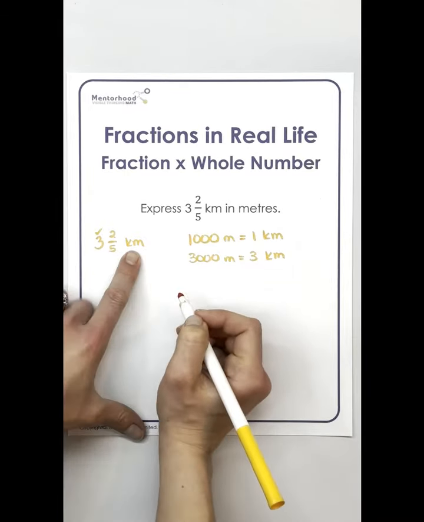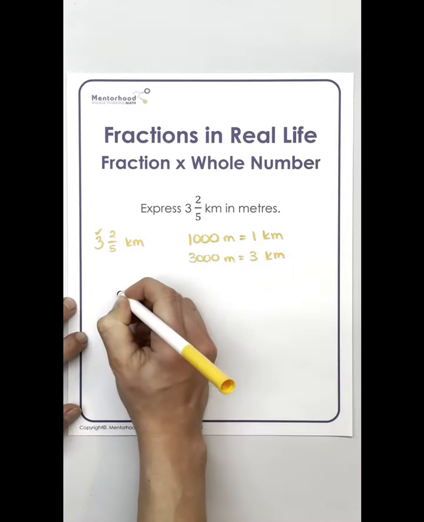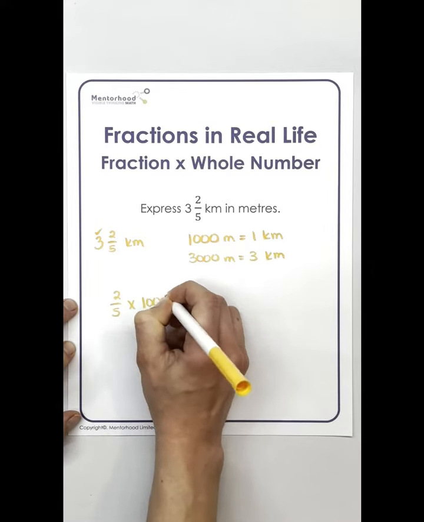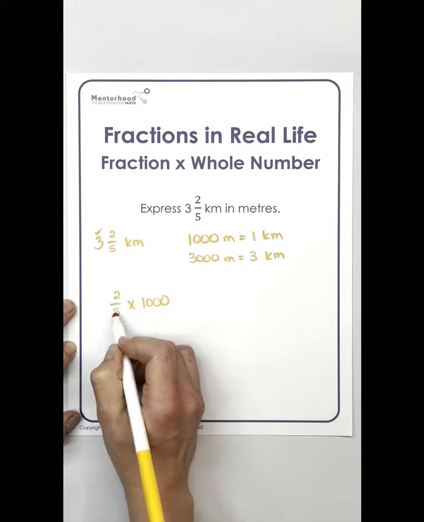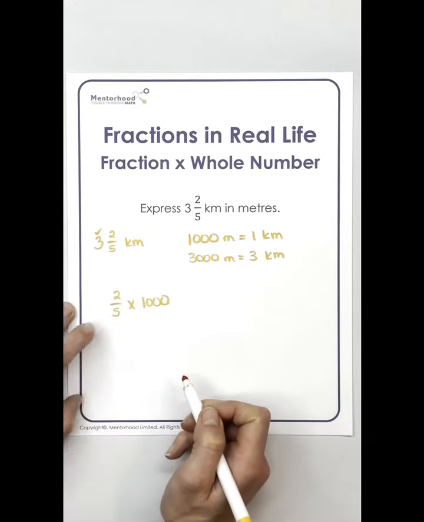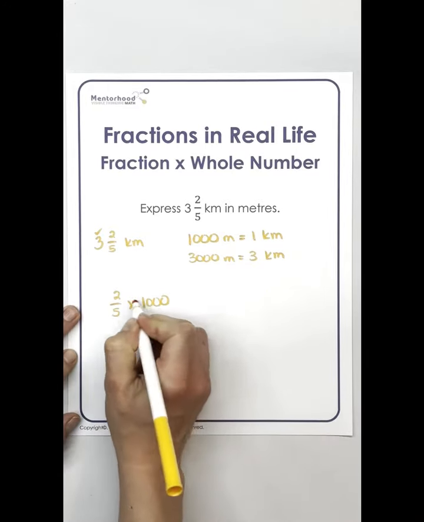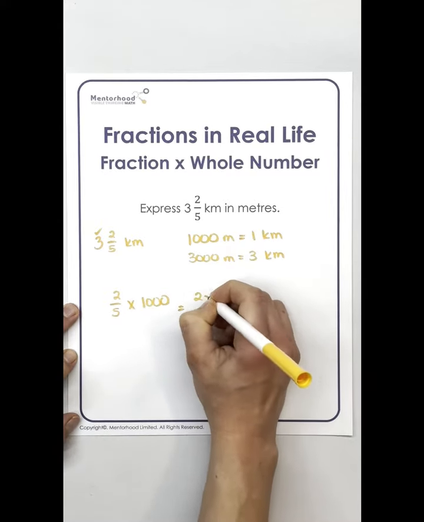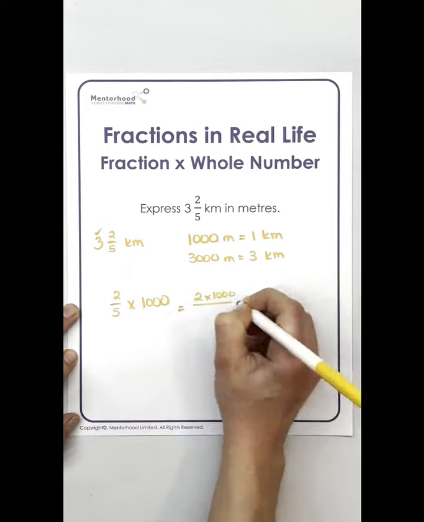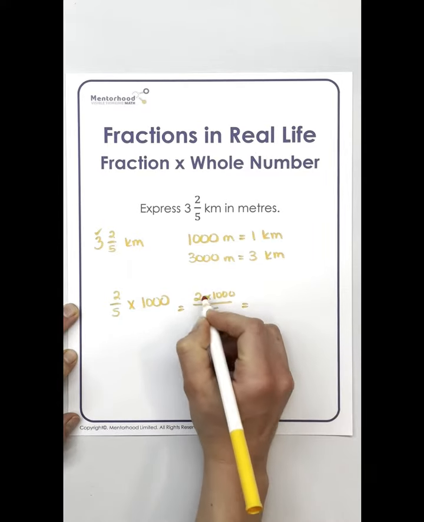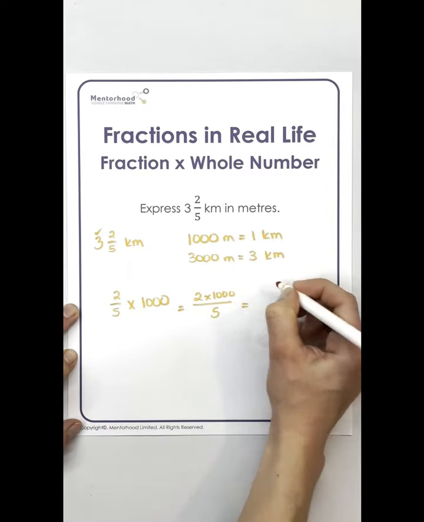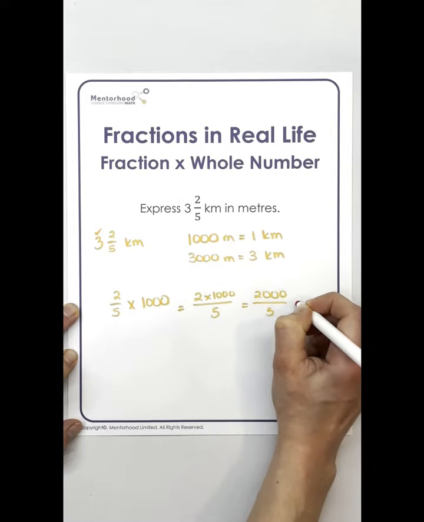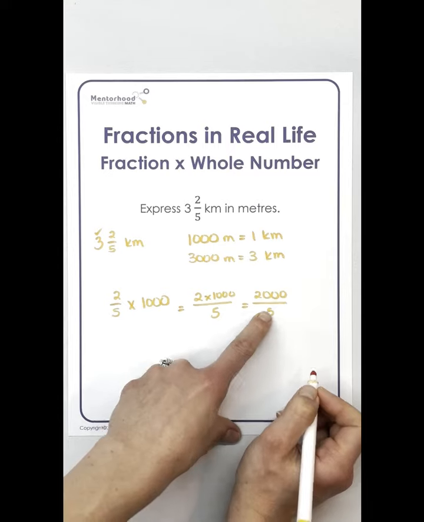Well, how much is 1 kilometer, right? 1,000 meters. So I really want 2/5 of 1,000 meters. So I'm going to take 2/5 times 1,000. How I do that is I can multiply the top together. I can multiply this number by the top number. So I'm going to get 2 times 1,000 divided by 5. So 2 times 1,000, what's that? That would be 2,000 over 5. Now I can simply divide.